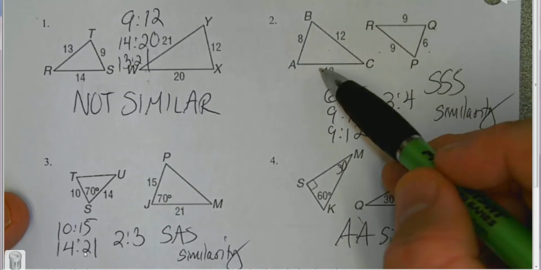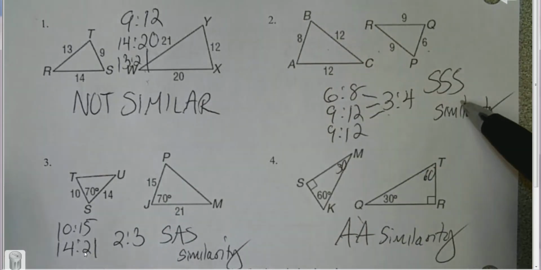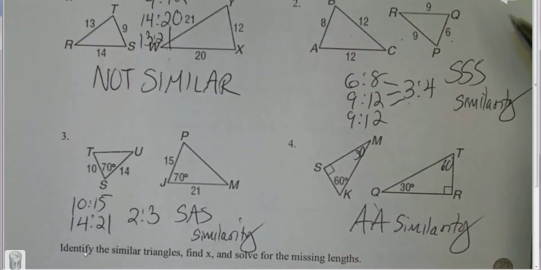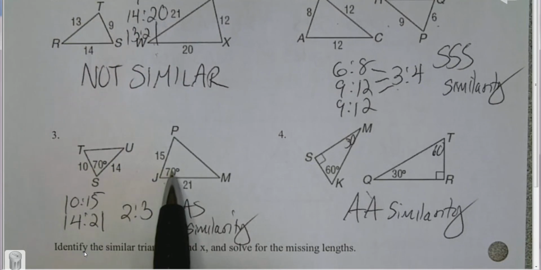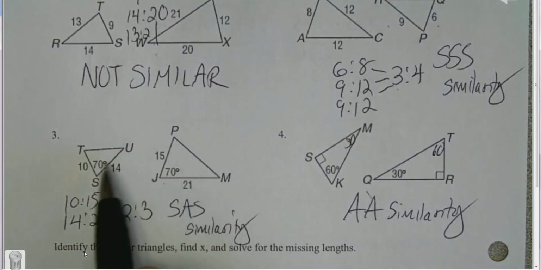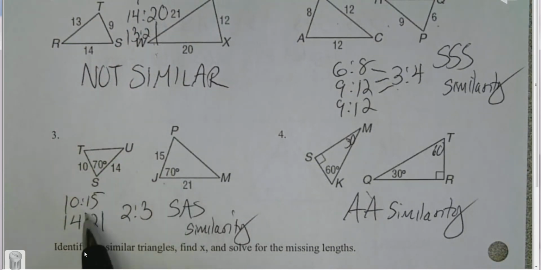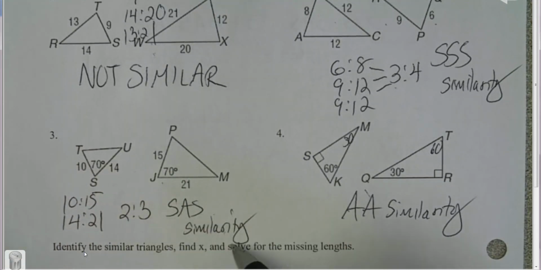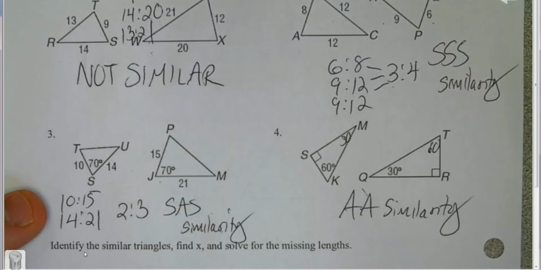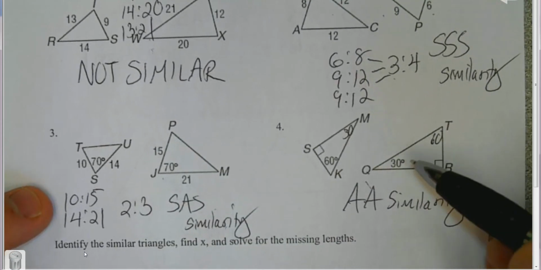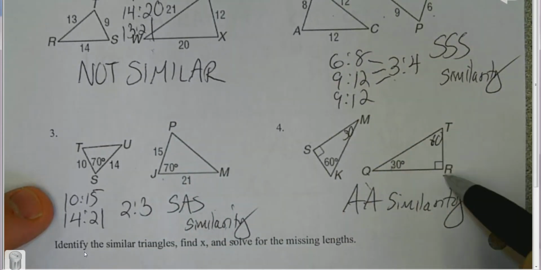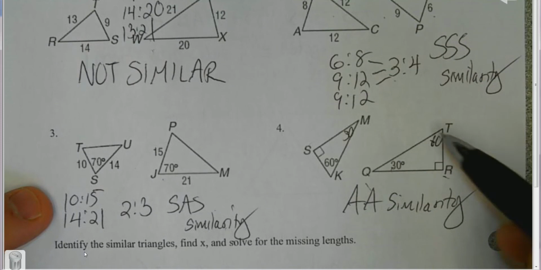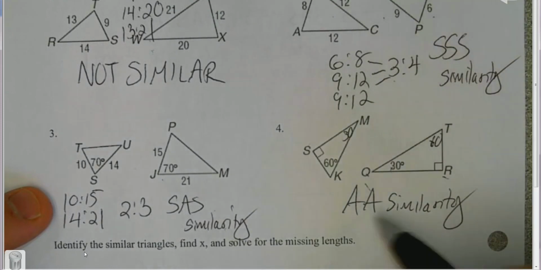So these two triangles are similar by side, side, side similarity. In number 3, I have the angle that's included, and then the sides are 10 to 15 and 14 to 21. So by a ratio of 2 to 3, these are side, angle, side similarity. And then for number 4, I have 30, 60, 90, 30, 60, 90. So I have at least two angles that are congruent for each one. So that is angle, angle similarity.